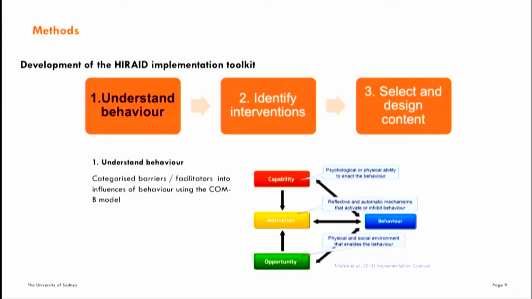Motivation, so reflective motivation, so beliefs about the behaviour. Automatic mechanisms that influence the behaviour, so like emotions and those unconscious intentions. And finally, opportunity, so the actual physical opportunity to conduct the behaviour and social interactions that influence that behaviour.